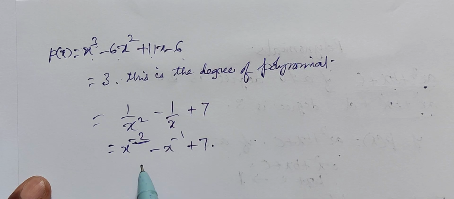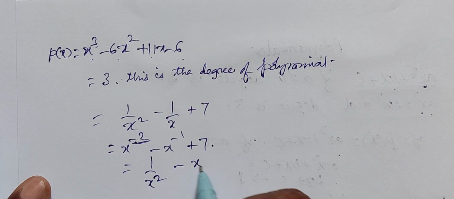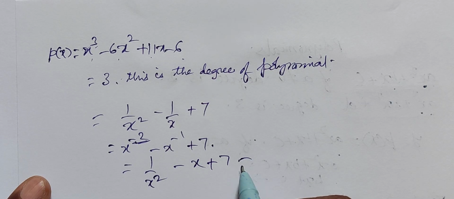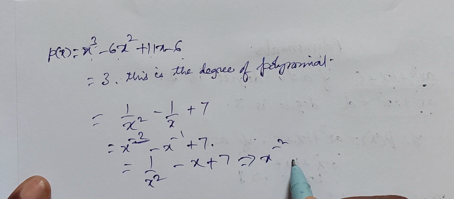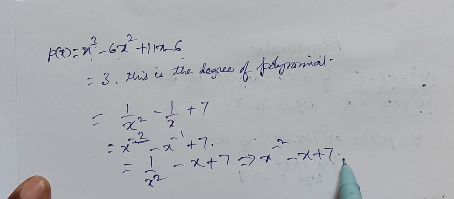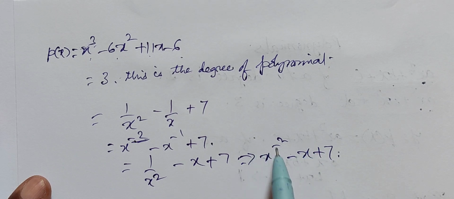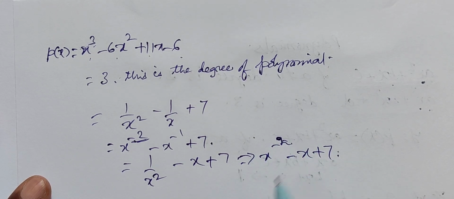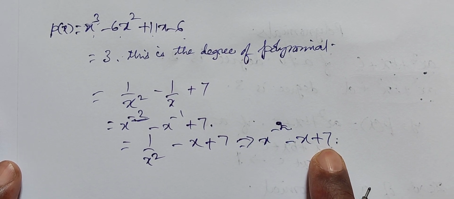Can it be a polynomial like 1 by x square minus x plus 7? In this case I can rewrite it as x power minus 2 minus x plus 7. Here the highest degree is 1, not minus 2. Can I mark the degree of this particular polynomial as 1?